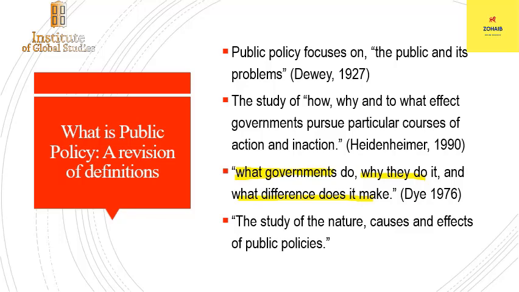The second question relates directly to the importance of the objectives. What are the objectives which a government can attain from that? Number three, what difference does it make? It means that if a government is devising a strategy or a plan to curb street crimes in a society or in a country, what difference does it make?